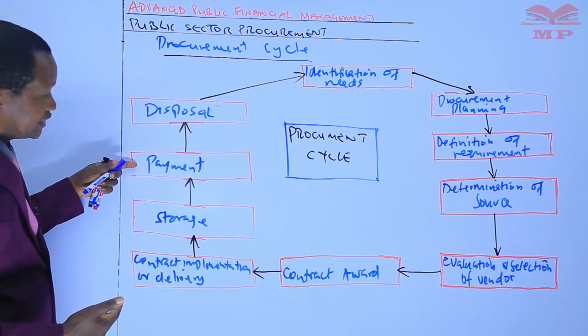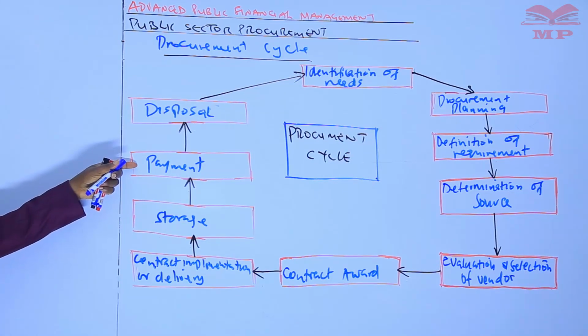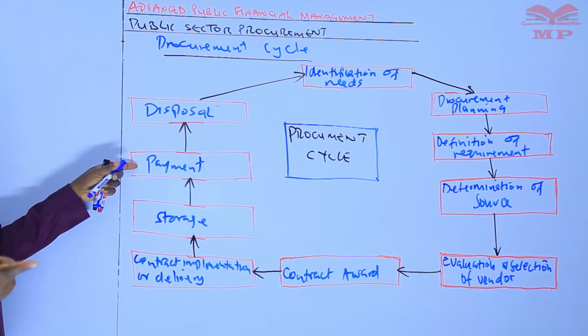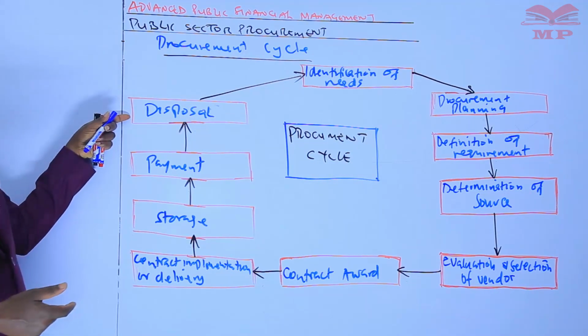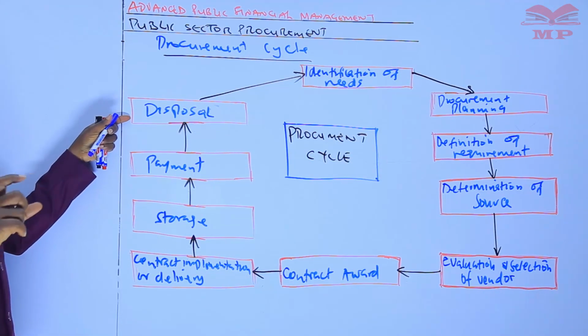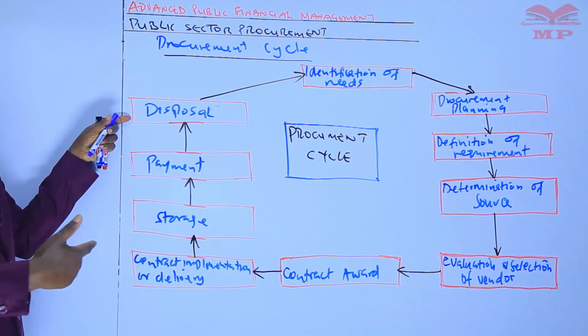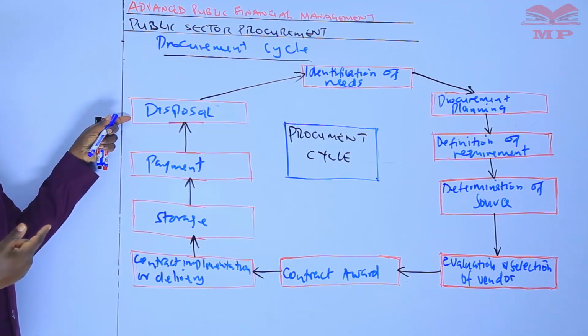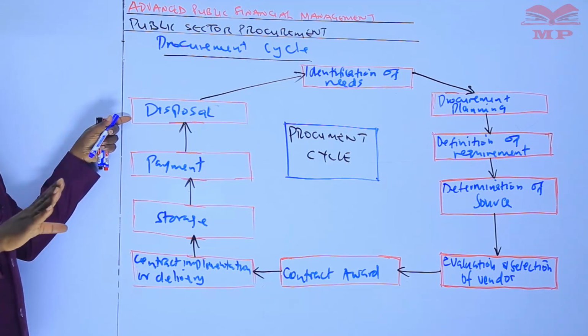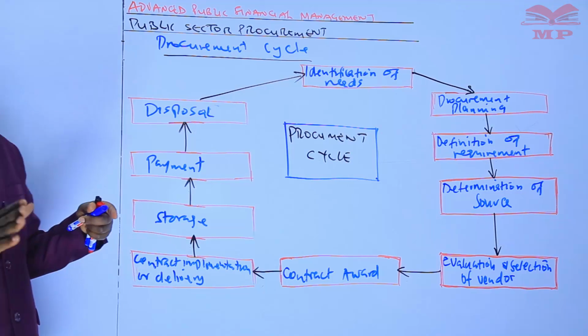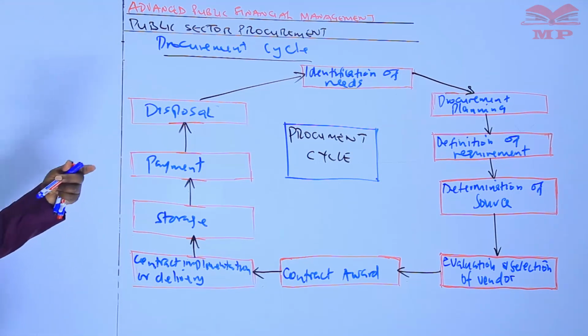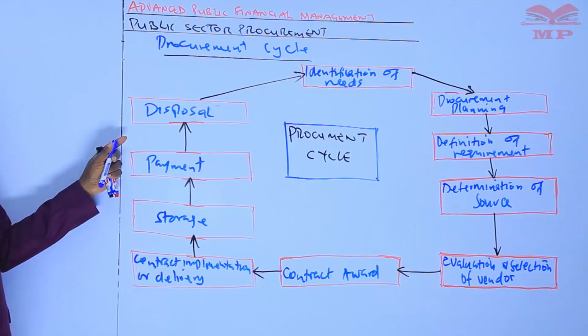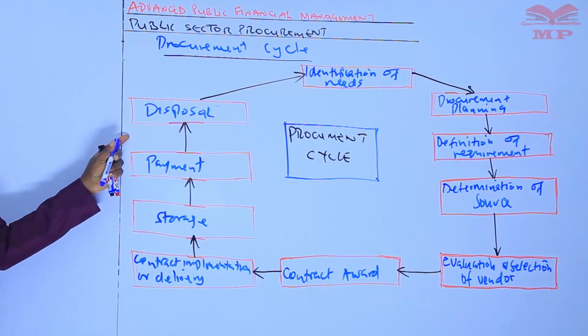Then the next obvious phase is payment. This is the stage at which suppliers are paid for goods, for services, or for works contracted to be delivered. Then finally, the disposal phase. Now, the process of periodic verification and annual stock-taking exercises exposes stores items which may have become damaged. They could be unserviceable, or they could be obsolete. There could also be surplus which needs to be disposed.